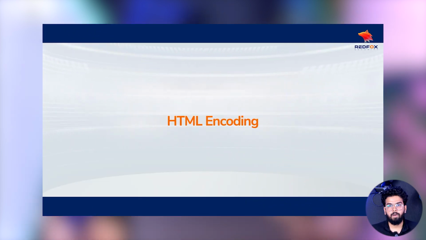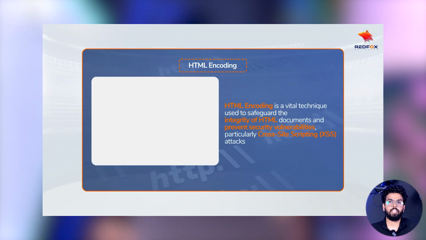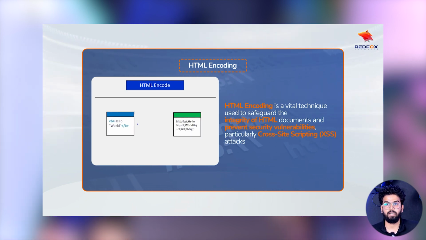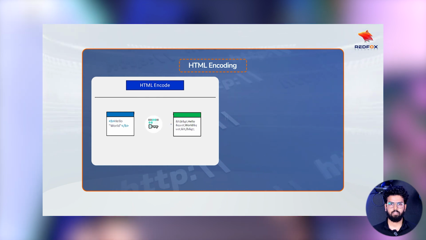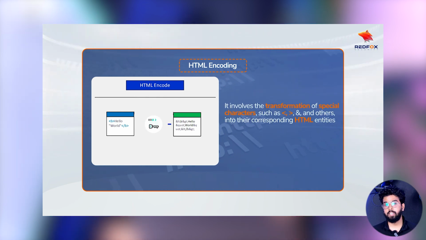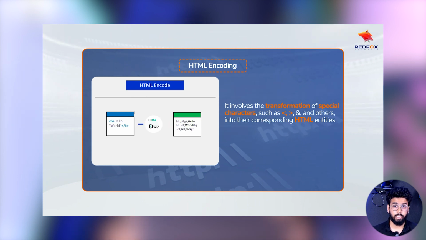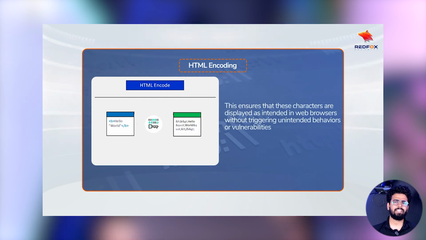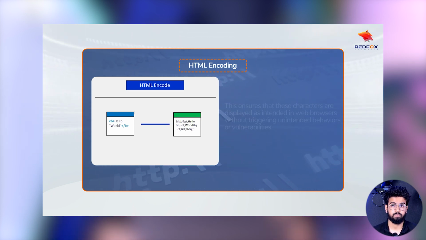Moving on to the next part, that is HTML encoding. HTML encoding is a vital technique used to safeguard the integrity of HTML documents and prevent security vulnerabilities, particularly cross-site scripting attacks. It involves the transformation of special characters such as less than, greater than, and others into their corresponding HTML entities. This ensures that these characters are displayed as intended in web browsers without triggering unintended behaviors or vulnerabilities.